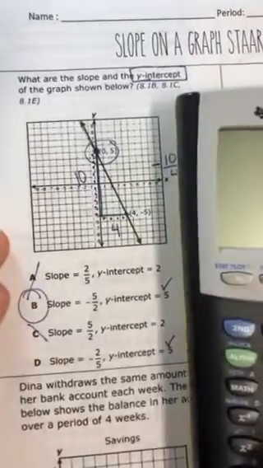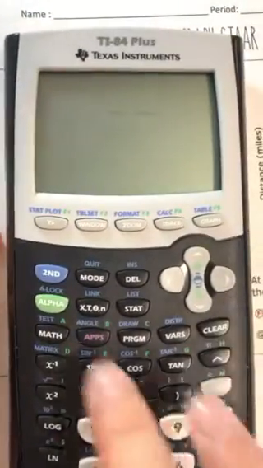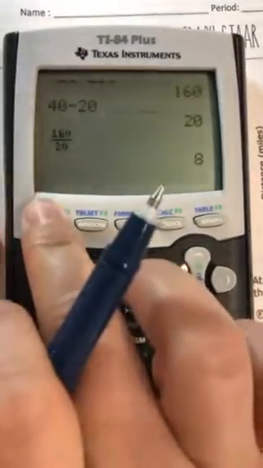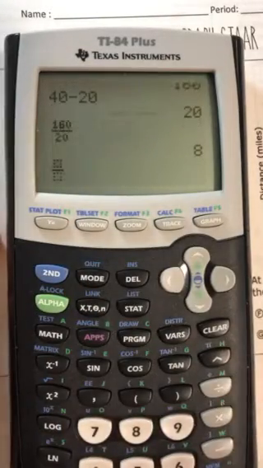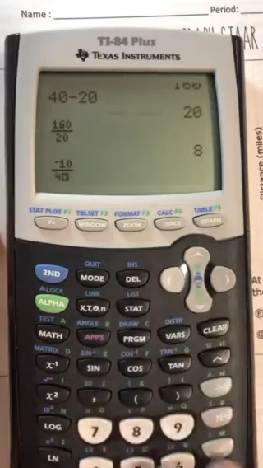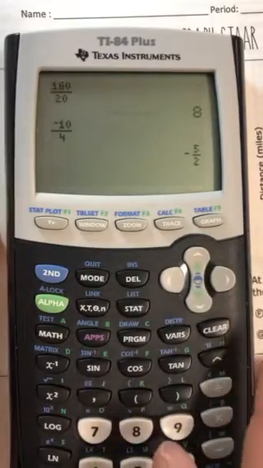You can use your calculator to simplify. So if you look at your calculator, you would go alpha, y equals, number 1, and you could type in your fraction, negative 10 over 4, and hit enter, and it simplifies it for you.